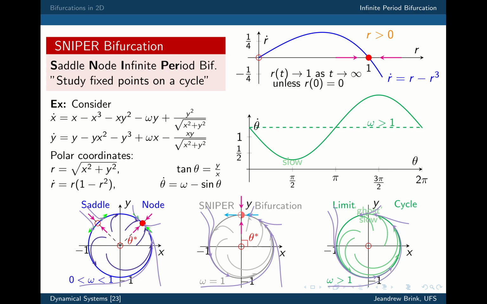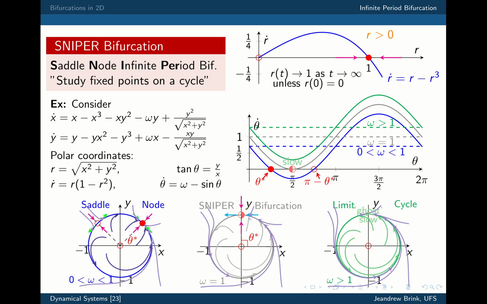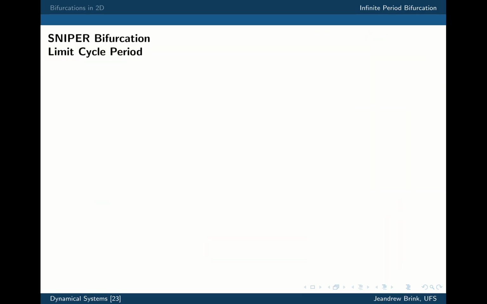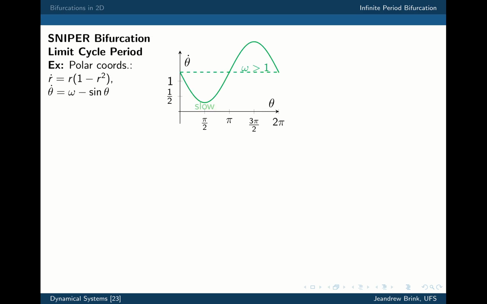Now, as I've said previously, an important way of identifying a bifurcation is by looking at how the period changes with a parameter, which we're about to explore next. So we're going to attempt to get an analytic approximation to the SNIPER bifurcation's limit cycle period. And here are the coordinates again. Here we have the situation after the bifurcation point where omega is bigger than 1, and we know that the flow over here is slow.